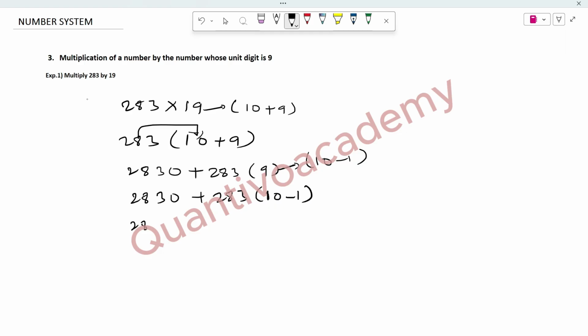Next, 2830 plus 2830 minus 283. The answer will be 5660 minus 283. The answer will be 5377.